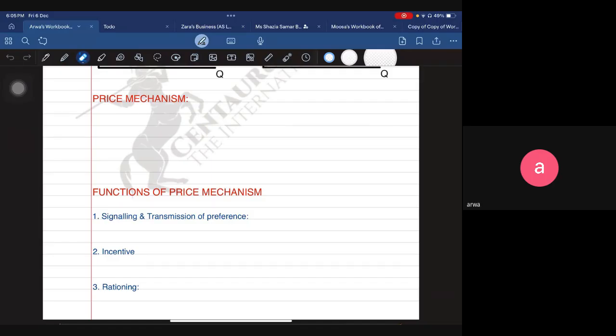So here we are continuing with the previous lesson. So the first thing here we have is the price mechanism. What is a price mechanism, Ava?